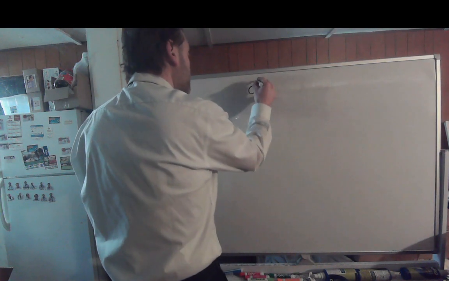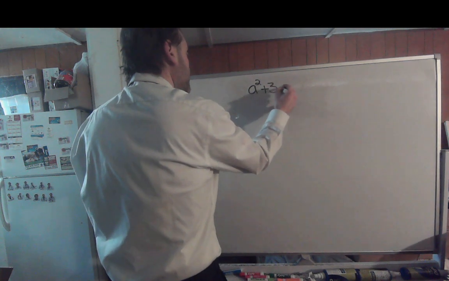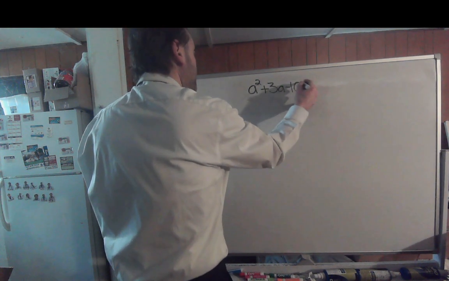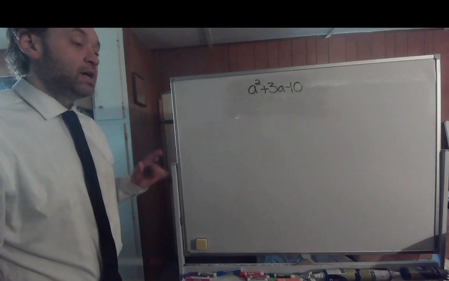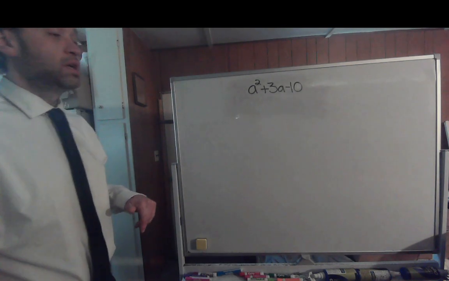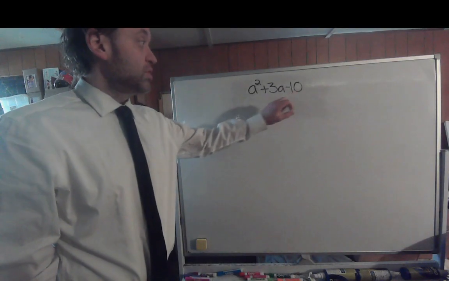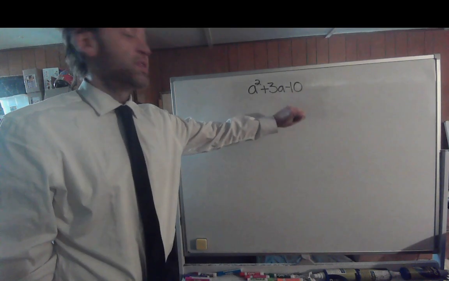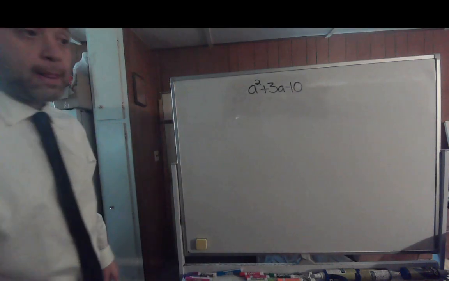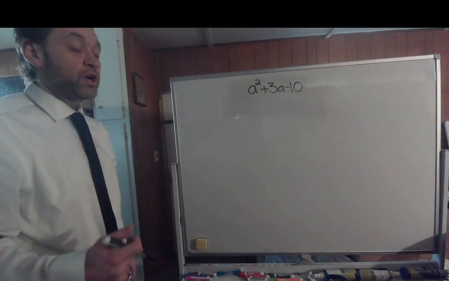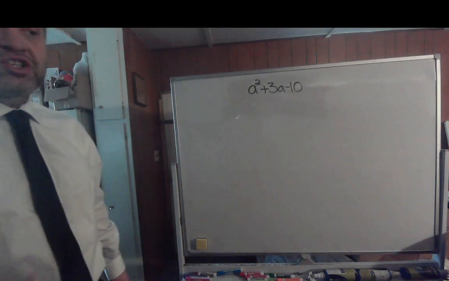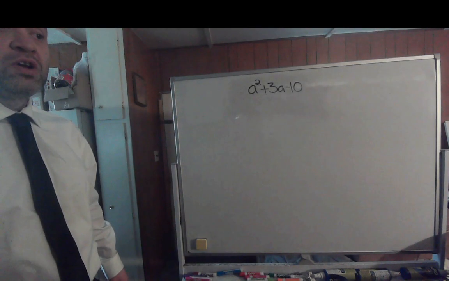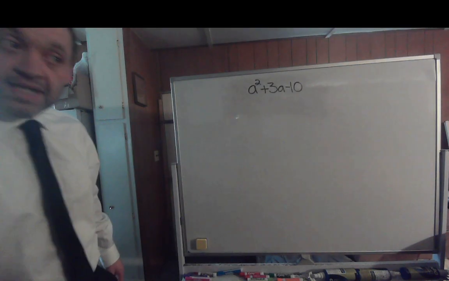Alright, so how about a squared plus 3a minus 10. This just changed again. Let's look only at the constant term. The constant term is negative. Now, this is where you have to consider factors of negative 10. That means for each one, you're going to have a factor that's positive and one that's negative.